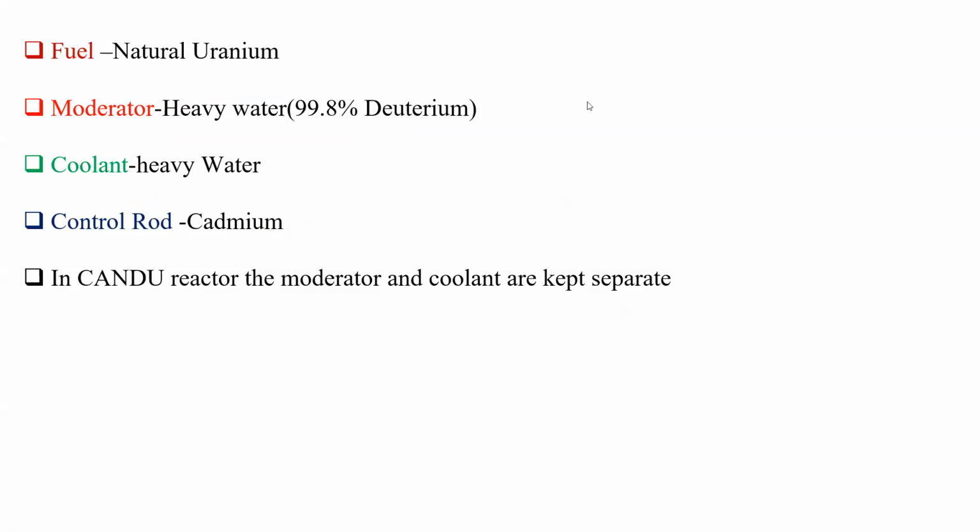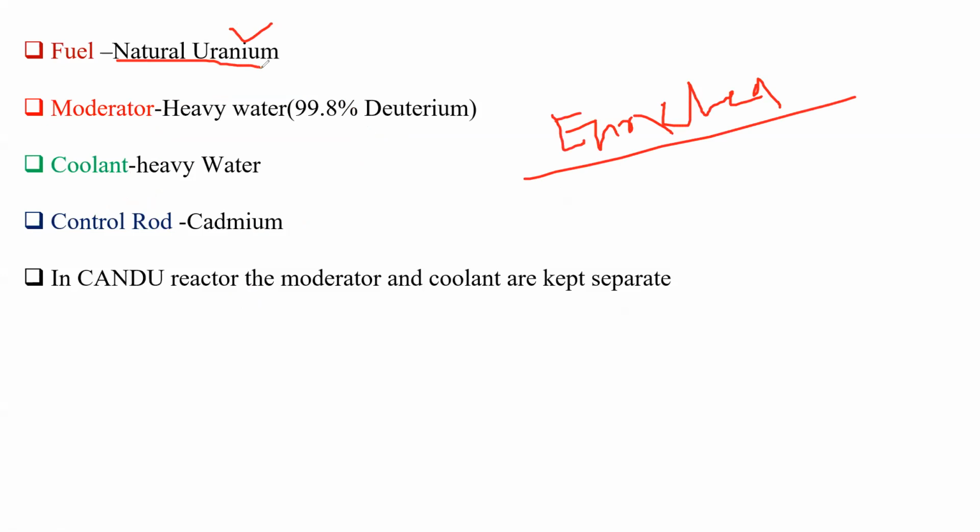Okay, we use enriched uranium, but in case of the Canadian uranium reactor we use natural uranium. So this is the first concept, that we use natural uranium. This is the first difference according to fuel. Now according to moderator, here we use heavy water.